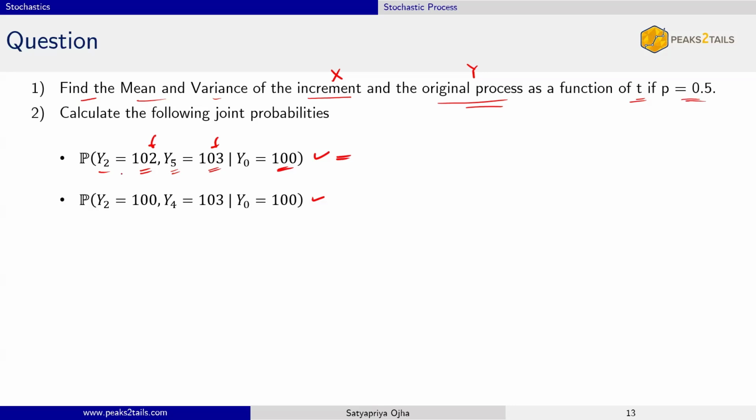So let me do this. Let's first address this condition. Because all the steps are independent, I can multiply. So first let's find the probability of reaching 102 after 2 steps, which is nothing but p square. There is only one way to get to 102 after 2 steps. Up, p square. And from 102, it will go to 103 in the next 3 steps. What are the possible paths, guys?